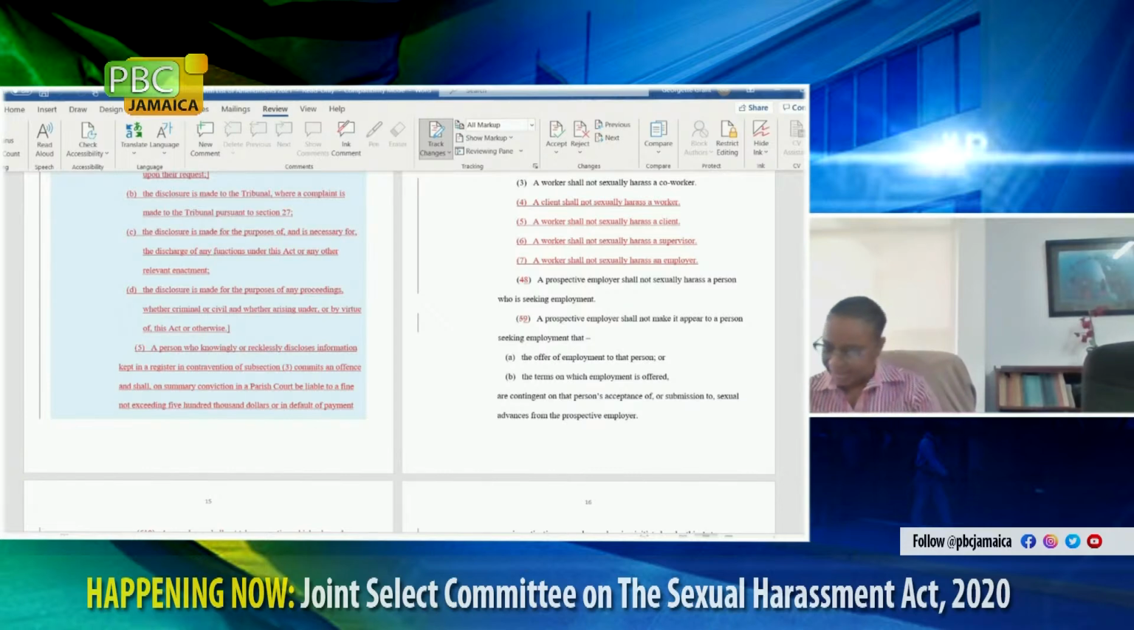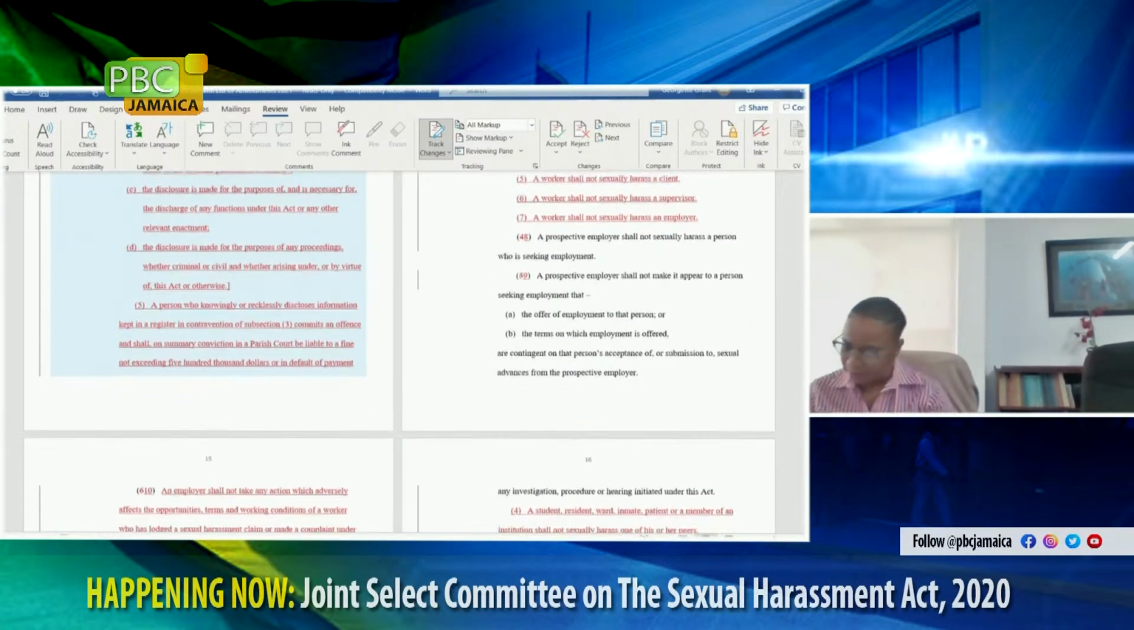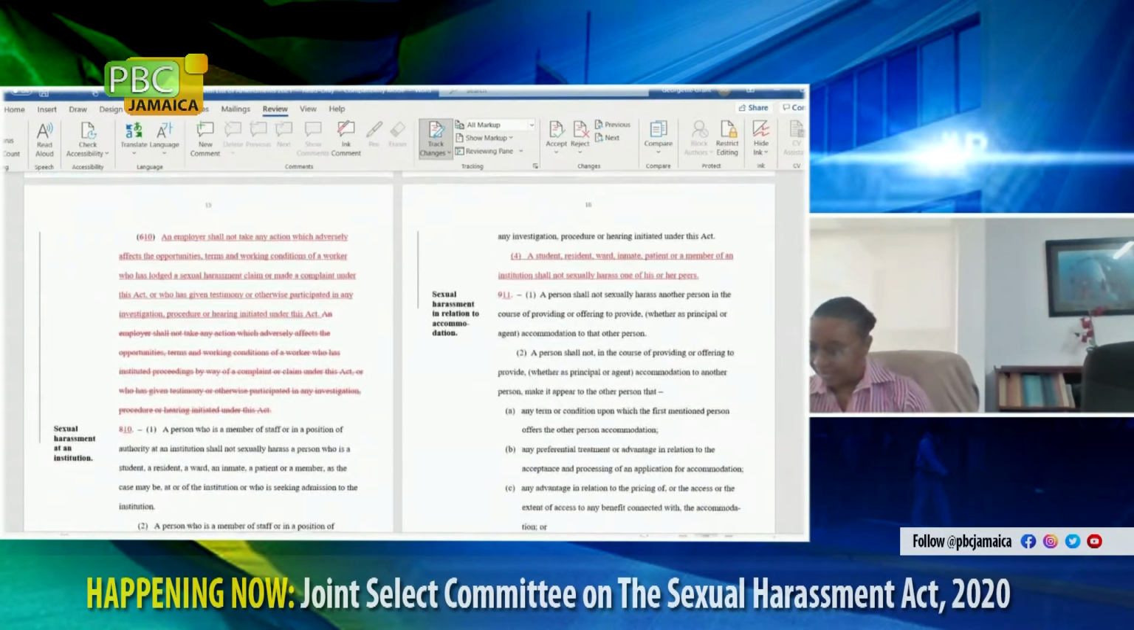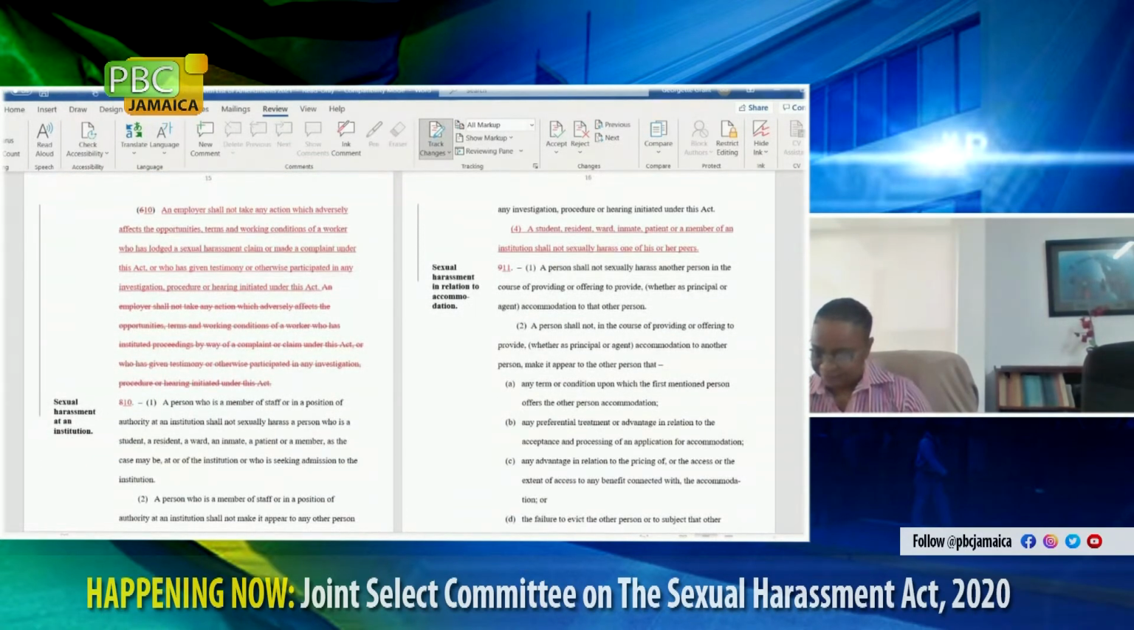And then we just tidied up this subclause 10 as renumbered. I think we have to take out some words, claim or complaints. I just basically redrafted it to read: an employer shall not take any action which adversely affects the opportunities, terms, and working conditions of a worker who has lodged a sexual harassment claim or made a complaint under this act, or who has given testimony or otherwise participated in an investigation, procedure, or hearing initiated under this act.